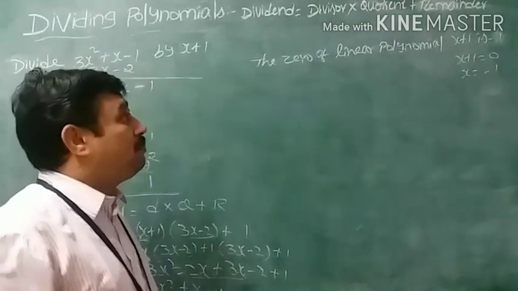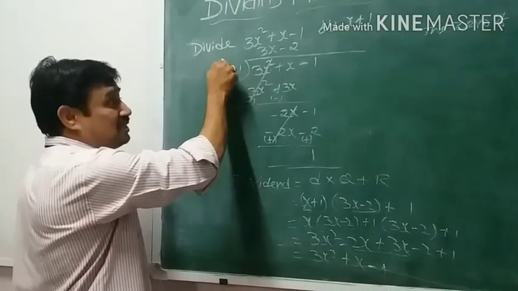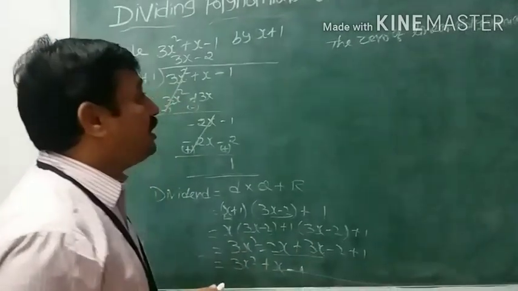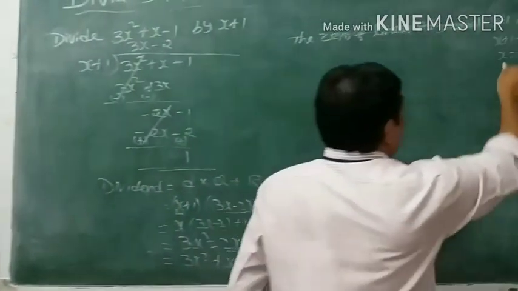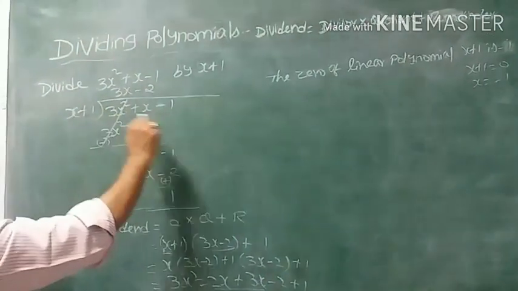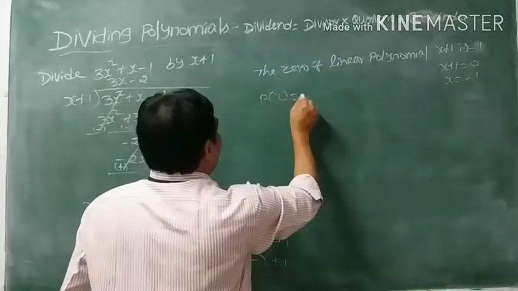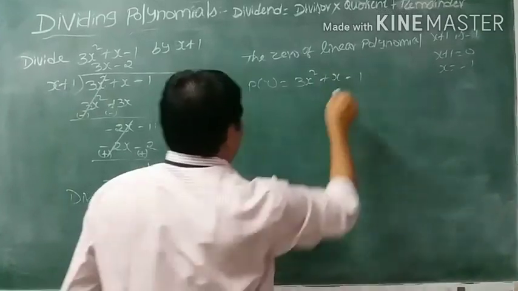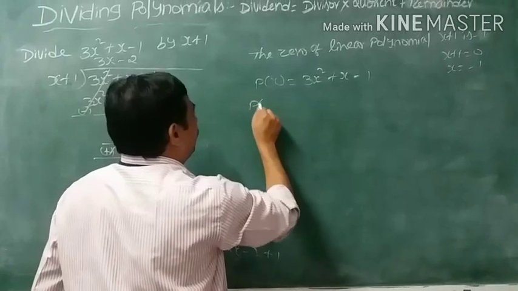Zero of the linear polynomial. How can I say linear polynomial? Because here the degree is 1. First degree is nothing but a linear polynomial. So that's why I have to write like this: the zero of the linear polynomial x plus 1 is minus 1. Here how we get minus 1: plus 1 goes to the other side and becomes minus 1. Now in place of x we have to substitute that minus 1. For example, see this one. P of x equals 3x square plus x minus 1. Now in place of x substitute this value minus 1.